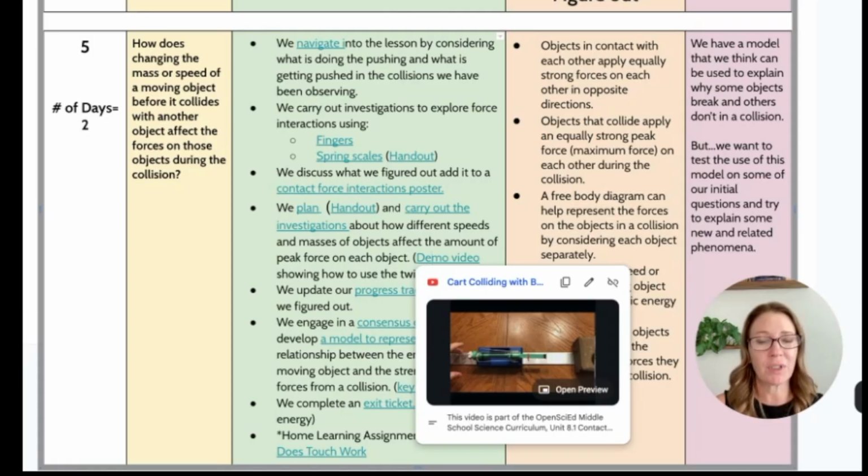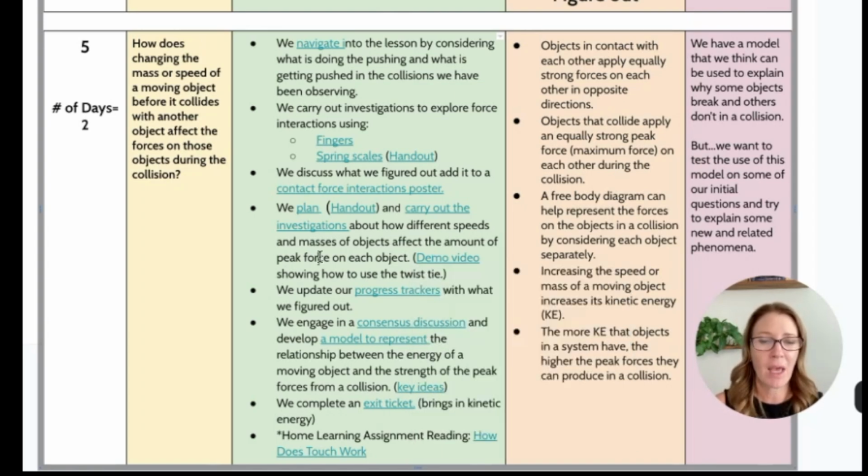And so a couple tips I've provided in the materials prep, but you need to explain how to use the twist tie. Otherwise, it's hard to read the peak force. So watch the materials video for that one. After we've done this, we're going to update our progress trackers with what we figured out. And that is that more mass or more speed equals greater forces, but those forces are actually the same in opposite directions. So when I have the two plungers coming together, if it's a greater mass, the peak force is higher, but it's going to be the same on both plungers.